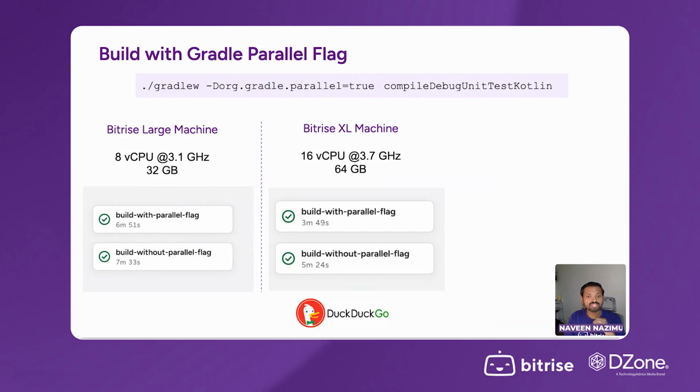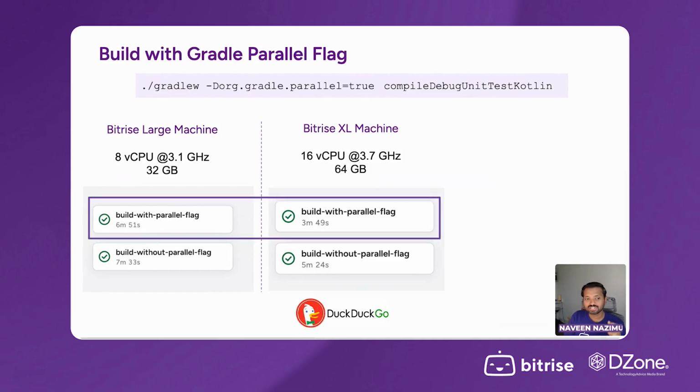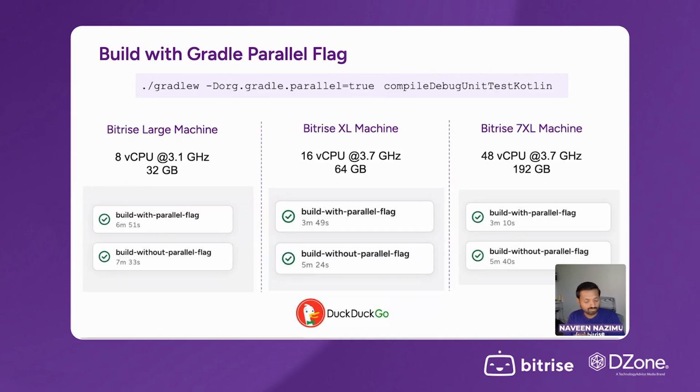All right, so I did that with a Bitrise Excel machine, which is 16 vCPU and 64 GB. And what I found interesting really was this difference: 6 minutes 51 seconds versus 3 minutes 49 seconds. That's a 3 minute gain by choosing that Bitrise Excel machine. So I thought, why not a bigger machine? So I tried the Bitrise 7 Excel machine, which is 48 vCPU and 192 GB, and I didn't see much gain there.